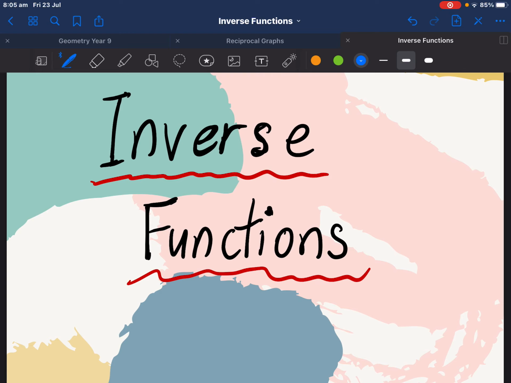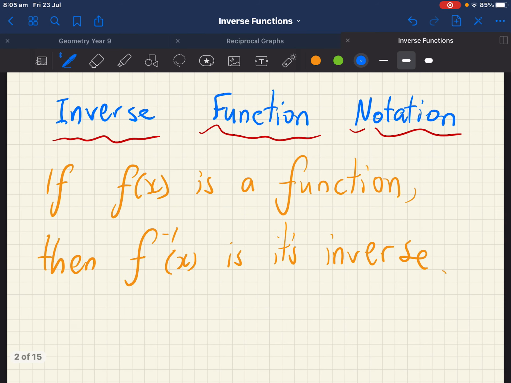Welcome. This lesson is going to be on inverse functions. We're starting right from scratch, so if you don't know much about inverse functions or you've never even heard of an inverse before, this is the correct lesson for you.